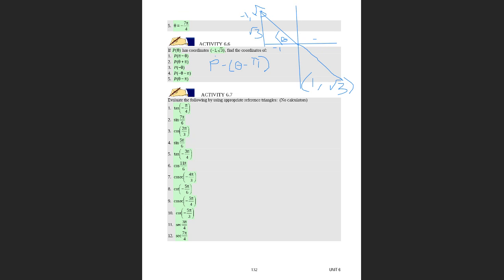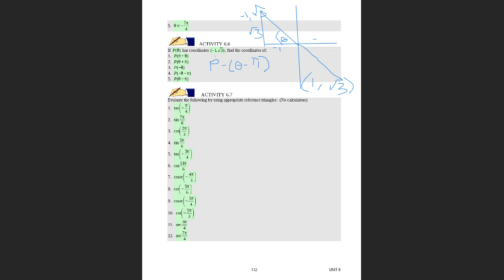Does it make sense to you? Why isn't it negative? Because you have here minus 1 and the square root of 3. So why doesn't it change to be the negative square root of 3?